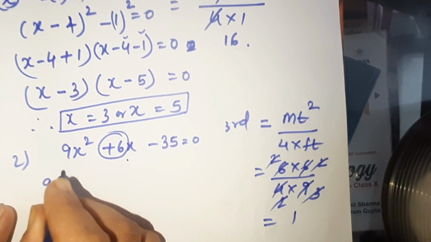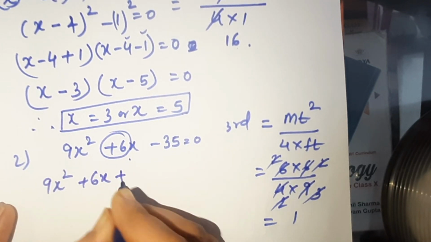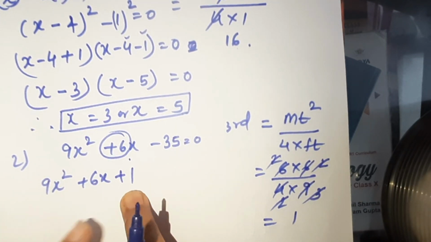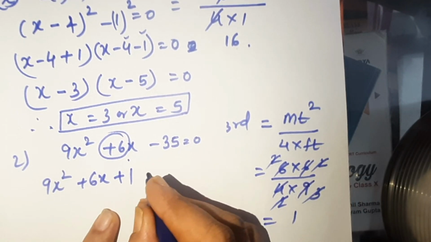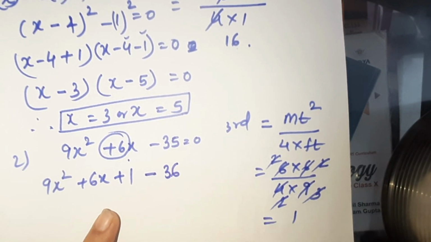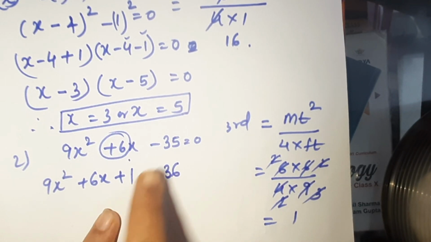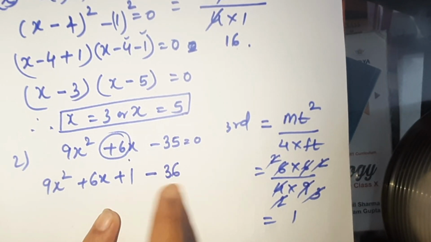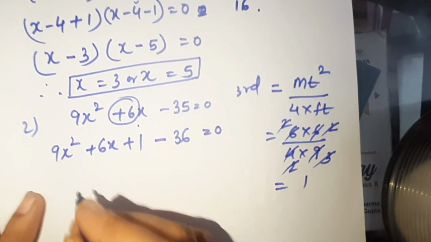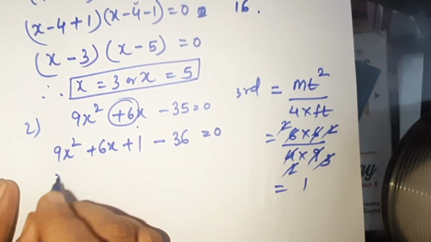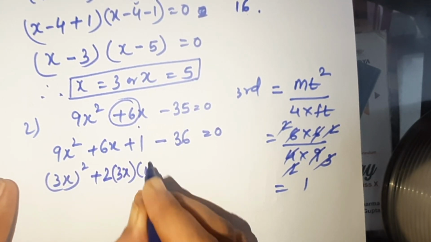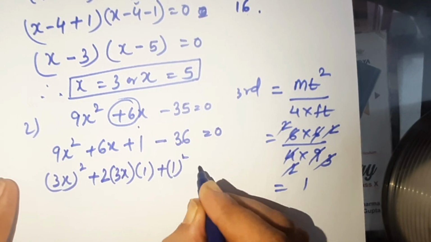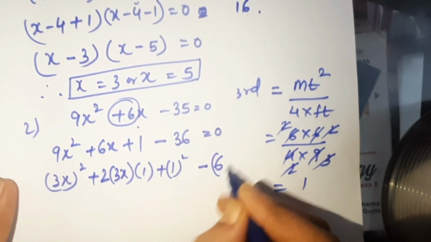Now complete the square. 9x square plus 6x plus 1. Here I got the last term as 1. But here minus 35 is there. To get minus 35, I need to add minus 36, as I added 1 to make it 35. Plus minus minus, so I took it 36. Up to here it got completed with square. So 3x square, 2ab plus b square, and 36 is 6 square.